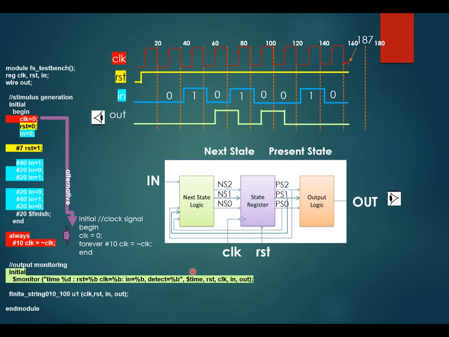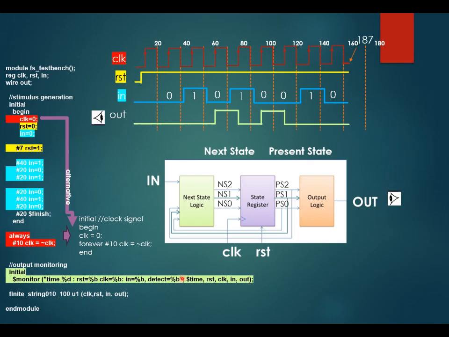The first one I put is $time. That means when you run this code, what will be printed is the simulation time. At this simulation time, the reset value is printed, because the compiler knows you want to print reset since you put the name of the signal as the second parameter. The third parameter, printed in binary format, is clock, and the next value to print is the input signal value, followed by the output signal value.